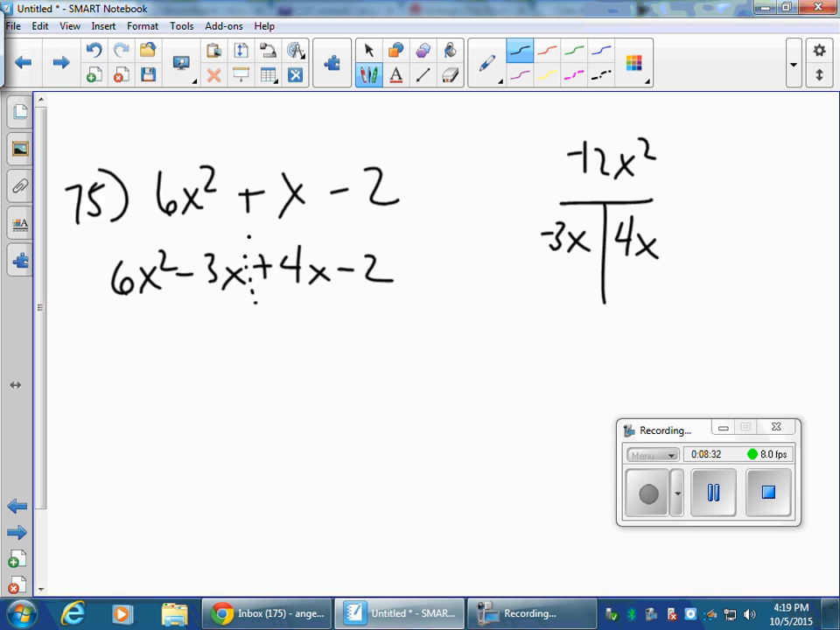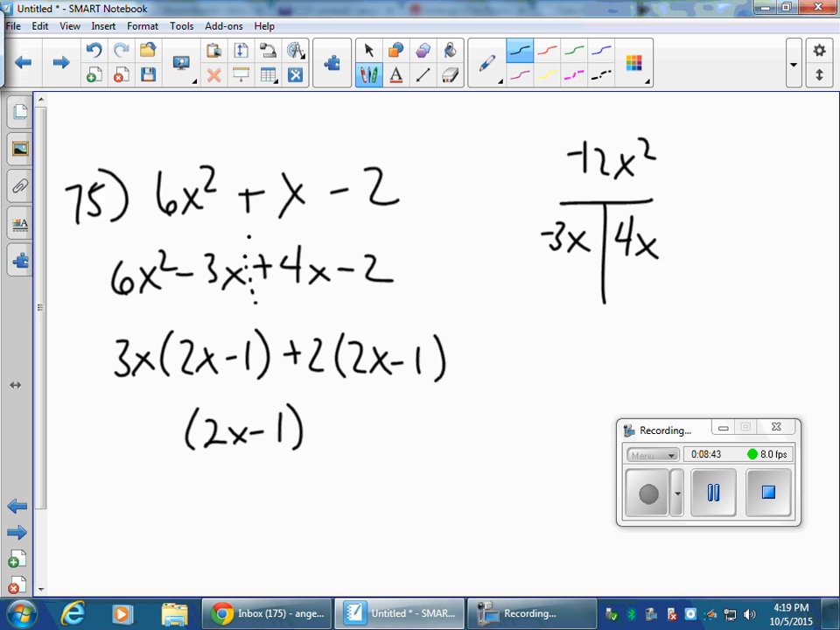Now I can factor by grouping. Out of the first two, take out a 3x, and I get 2x minus 1. Out of the last two, take out a 2, and you get 2x minus 1. So what they have in common is 2x minus 1, and what's left over is 3x plus 2. That's how it factors. I'll do one more.